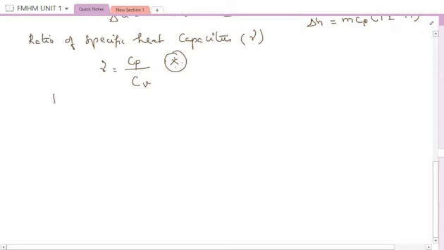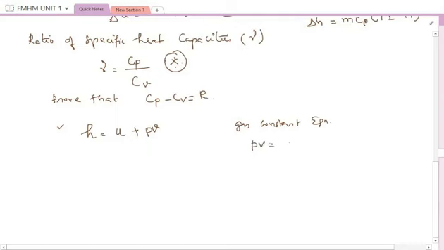Next you need to prove that Cp minus Cv equals R, which is one of the important relations. We will see how you can form this relation. We already know the formula for enthalpy, which is H equals U plus PV. Please consider this formula. So what is the general gas constant equation, or general characteristic equation? We can say PV equals RT, right? So you can replace PV with RT.